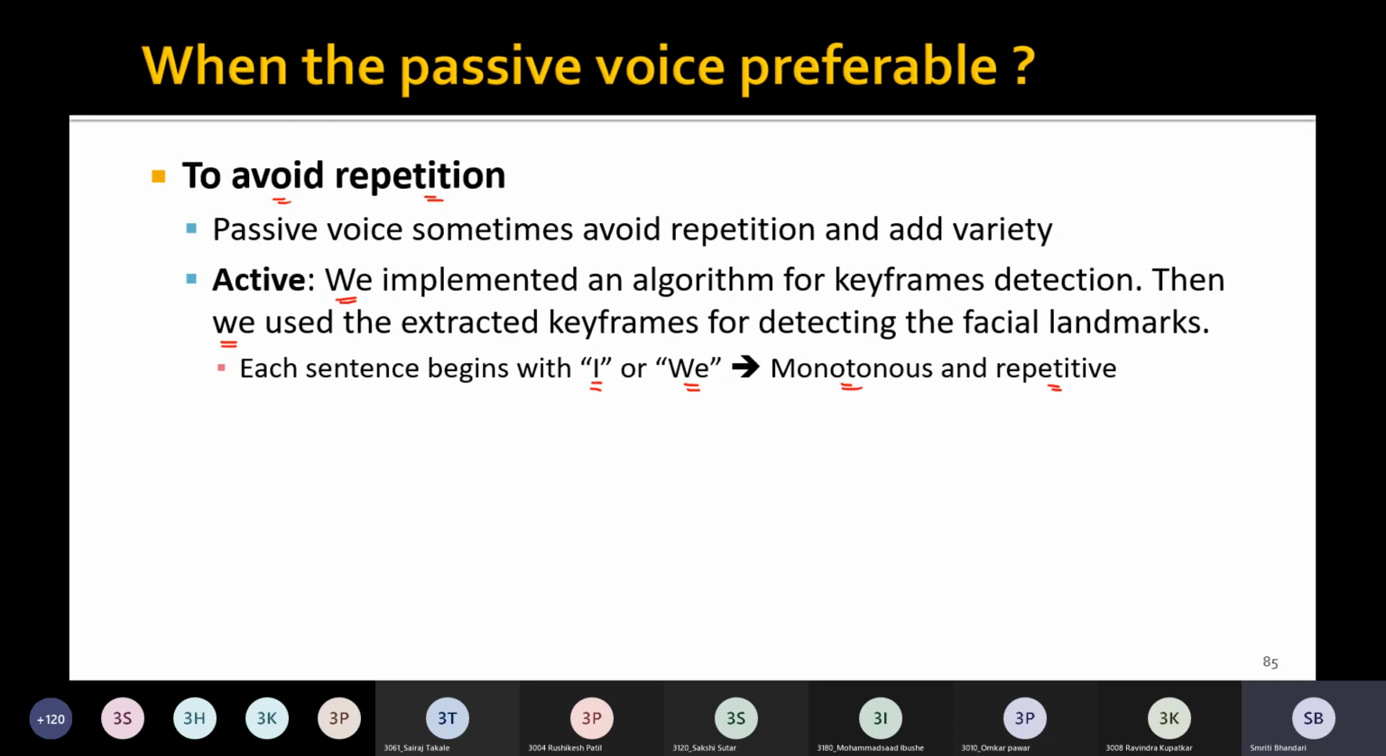Okay, so if we would like to avoid such kinds of repetitions and the monotonous way of writing, we should avoid using active voice and we should prefer to use passive voice to add some kind of variety into the sentences that we are writing. Okay, so this is the third point that we should consider whenever we are preferring to use the passive voice. So I hope now the points are clear.